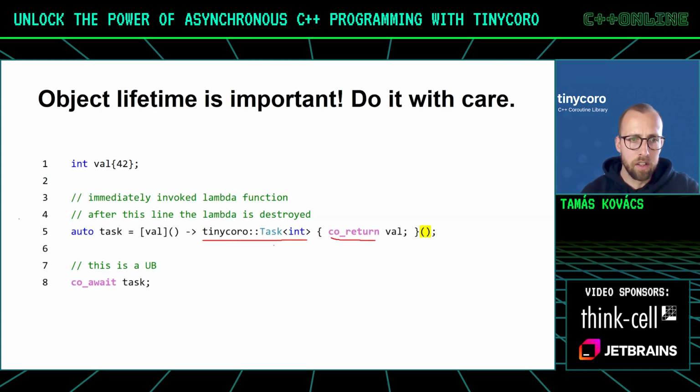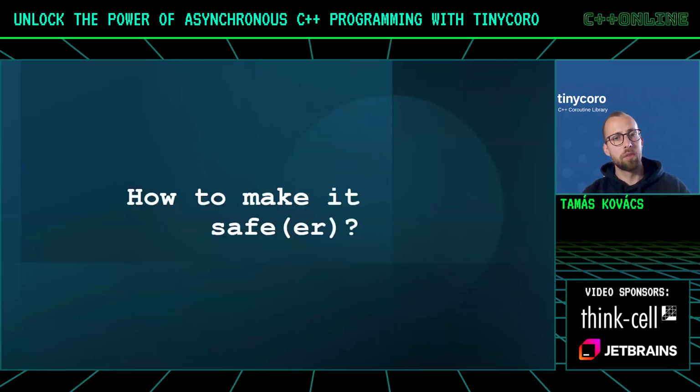So what we have here is an immediately invoked lambda function, as you can see there, which creates a task, and we are trying to correlate this task later in our code base. This is undefined behavior, and the reason why is that we are using the lambda capture. If you are using the lambda capture, your lambda becomes a lambda object, and an object has a lifetime, and this lifetime will end after line 5 and will be destroyed, and our task will not be able to reach the underlying coroutine anymore, and this is undefined behavior. But how to make it safe, at least a little bit safer?